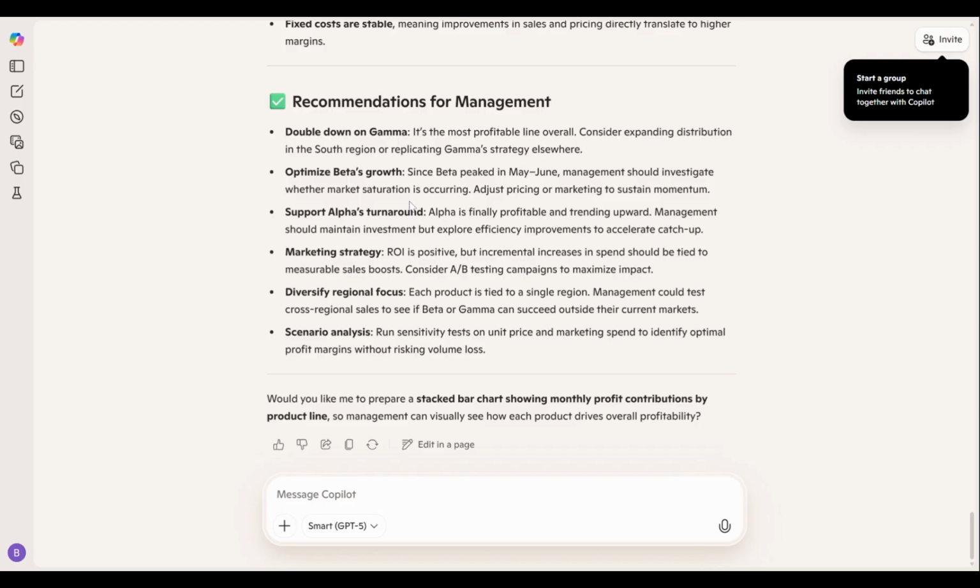regions. Marketing strategy ROI is positive, but increases in spend should be tied to measurable sales boosts. Diversify regional focus. Each product is tied to a single region. Management could test cross regional sales to see if Beta or Gamma can succeed outside their current markets. Scenario analysis. Run sensitivity tests on unit price and marketing spend to identify optimal profit margins without risking volume loss.